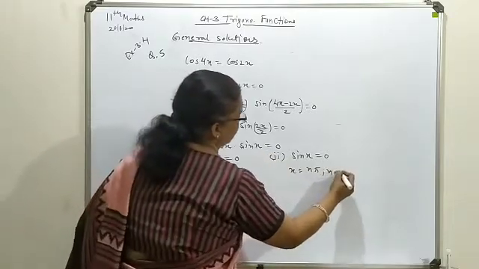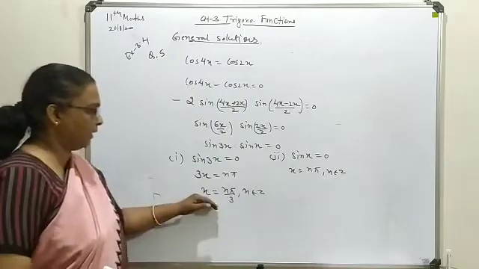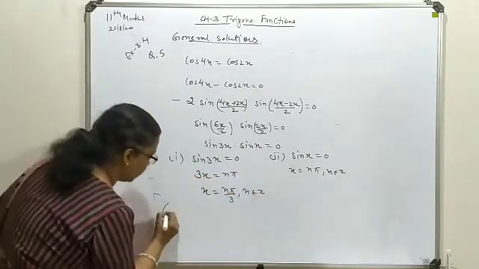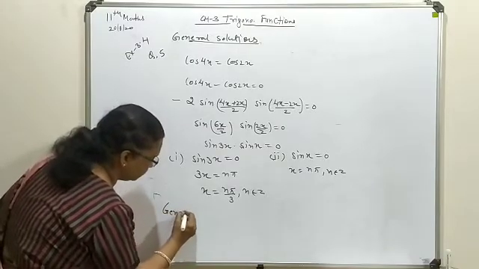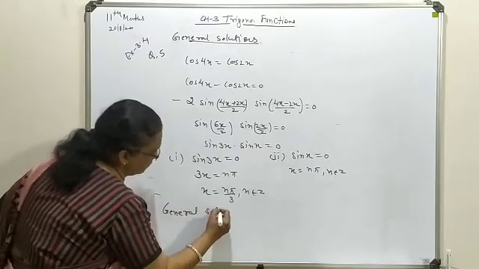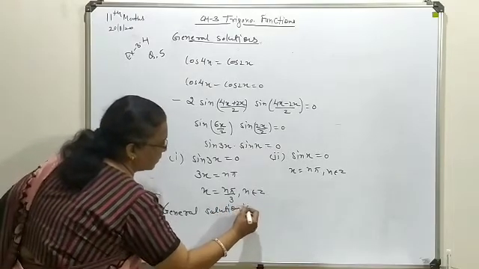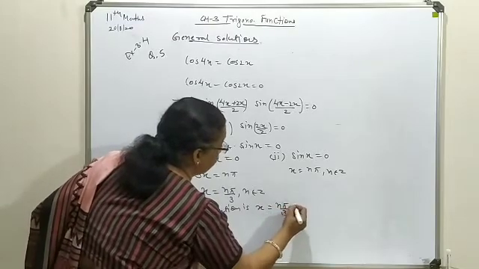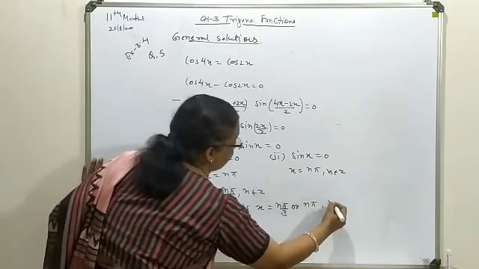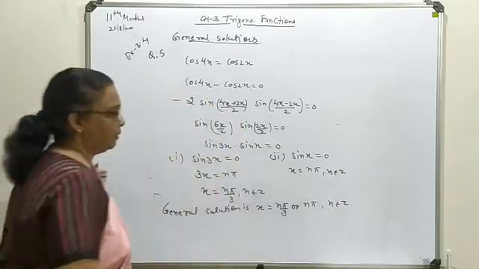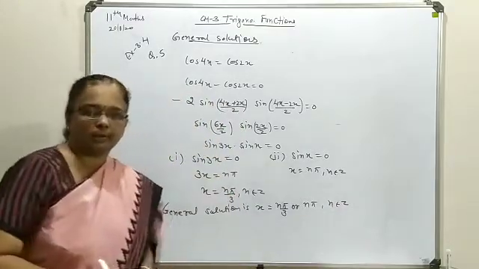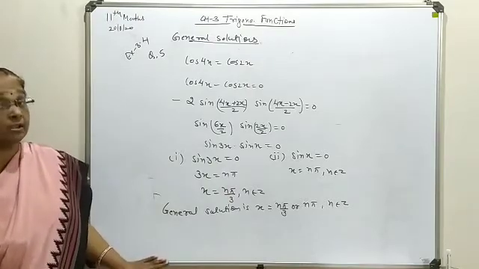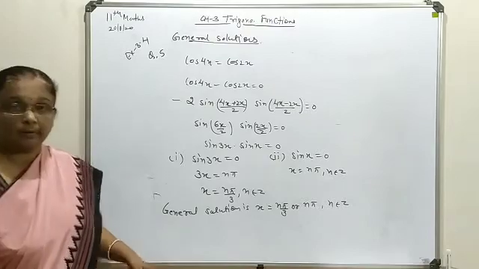So here it will be n belongs to Z. So either x may be this one or this one. So the final solution we will write as the general solution: x is equal to nπ/3 or nπ, where n belongs to Z, or in the union form you can also describe your answer. So this way, on the basis of the formulas, situations are to be handled.